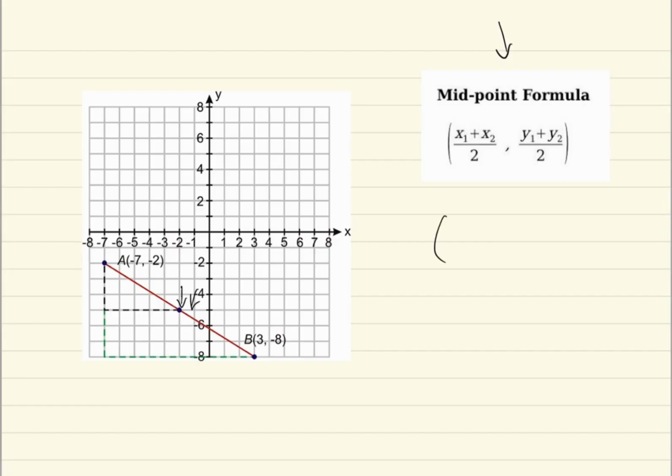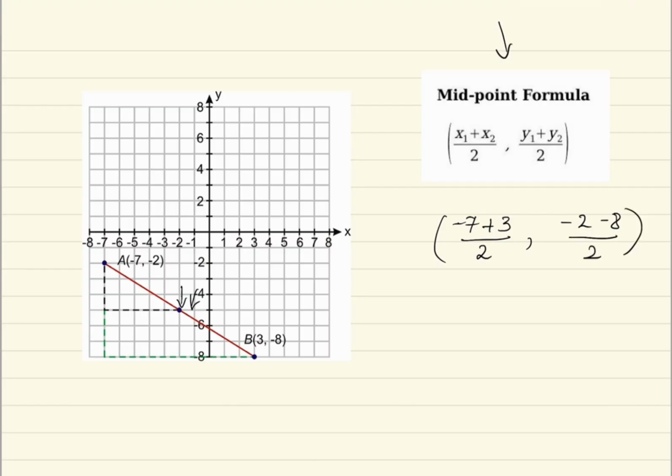So let's start with -7. And it's arbitrary. You can pick any one of them. But let's say -7 plus 3 divided by 2, and then the y coordinates, -2 plus, well, in this case we don't really have to put a plus because we have -8, so -2 minus 8 divided by 2.